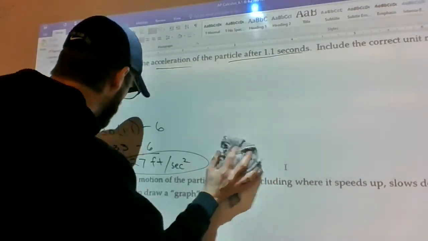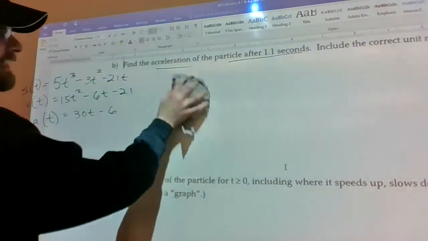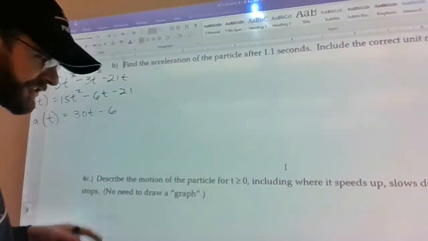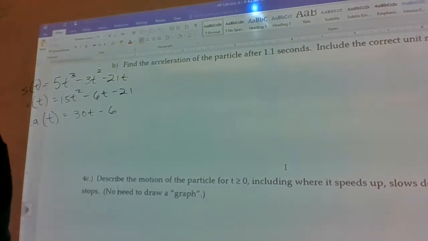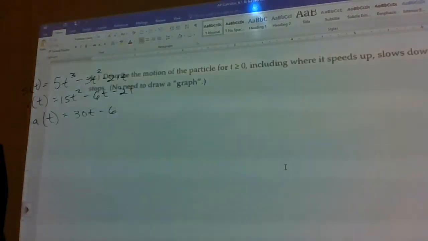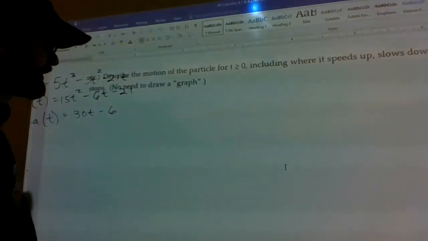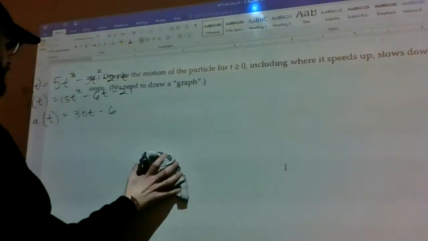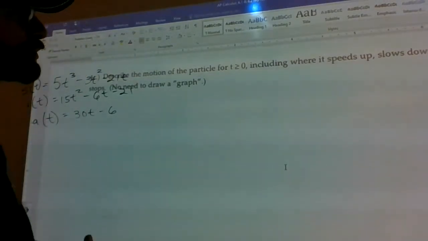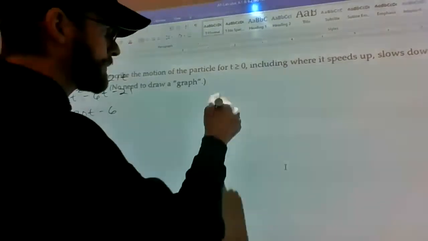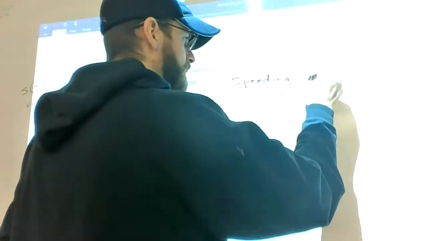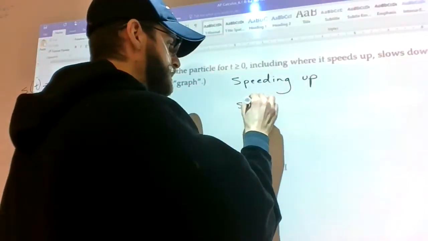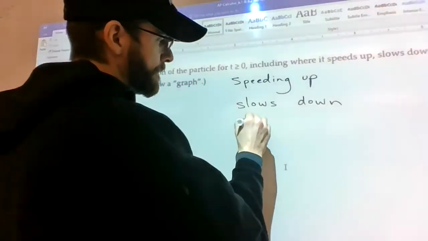All right, now I'm going to erase everything here. Go on to our next unit. This is the part that requires, well, maybe some in-depth explanation. So I've got my position function. Describe the motion for the particle, including where it speeds up, where it slows down, where it stops.